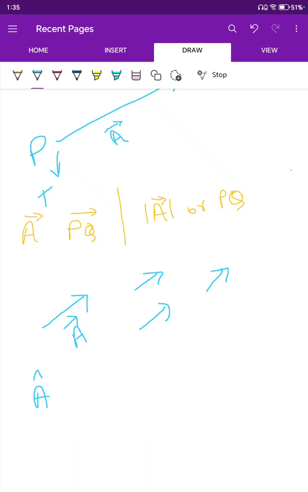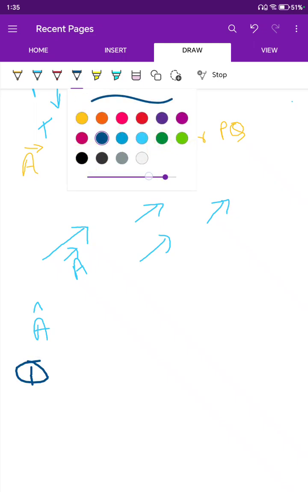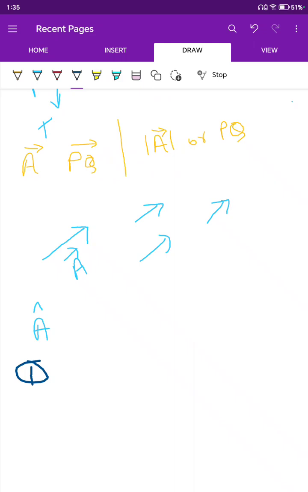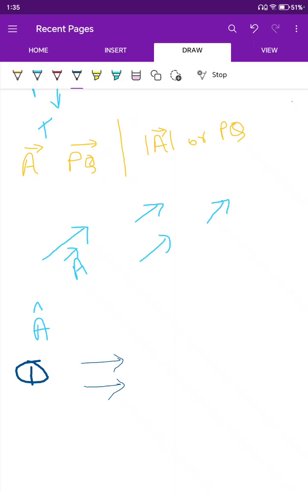Okay, so next, let's see some types of vectors. The first type of vector is the parallel vector. Parallel vector simply means this: vectors which are parallel. And theta is the angle between them, which is 0 in parallel vectors, right?